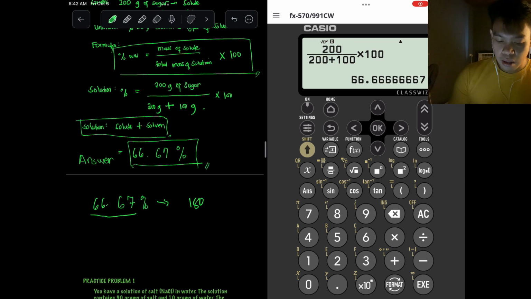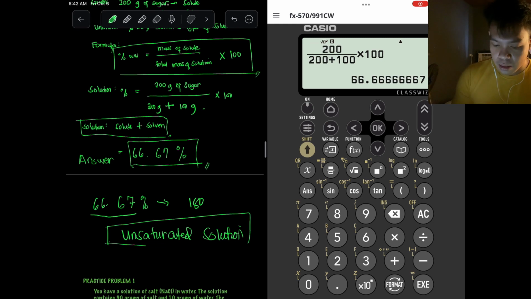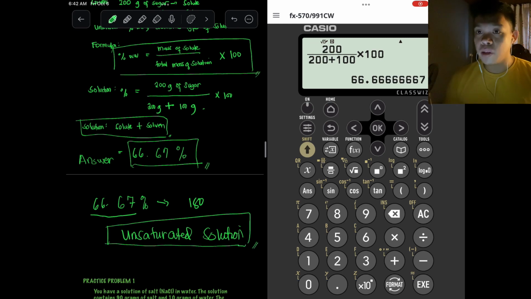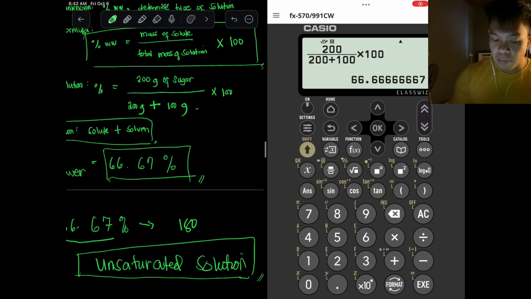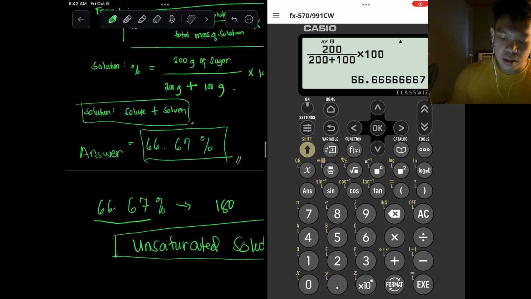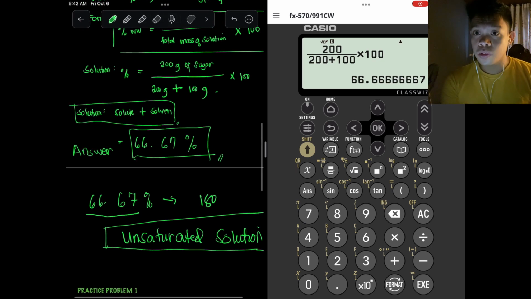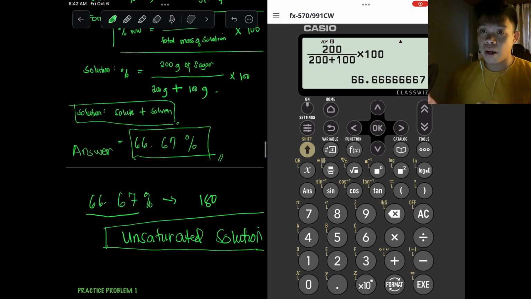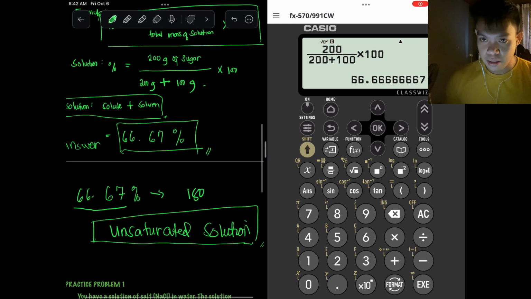And this one is the unsaturated solution. Because in accordance with our index, 180 grams can be dissolved in 100 grams of water. We have 100 grams of water in this example, and only 66.67% is dissolved. So there is more space in between compared to the solubility index provided to us. And this solution is an unsaturated solution.